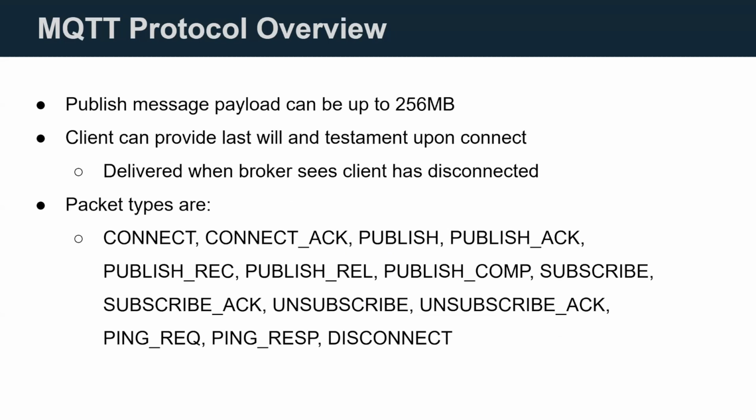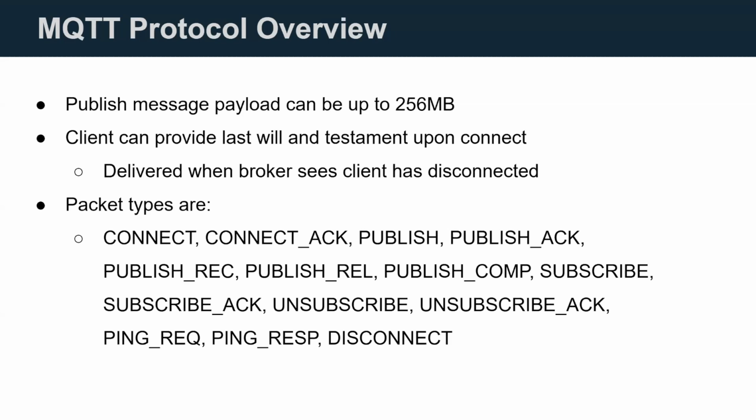Speaking of payloads, the MQTT specification allows up to 256 megabytes of payload per message. However, the actual payload maximum is often limited by the broker. For example, the limit for AWS is 128 kilobytes, last I checked, while Azure limits client to broker transfers to 256 kilobytes, and broker to client messages are limited to only 64 kilobytes. So again, choose your broker wisely.